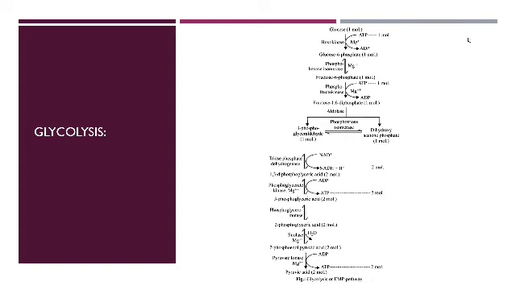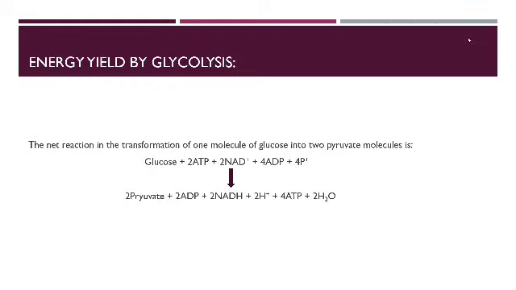Then from 3-phosphoglyceric acid to 2-phosphoglyceric acid, and then to phosphoenolpyruvic acid, and lastly it converts to pyruvic acid, and during this process also two ATPs are released, and then the energy yield.